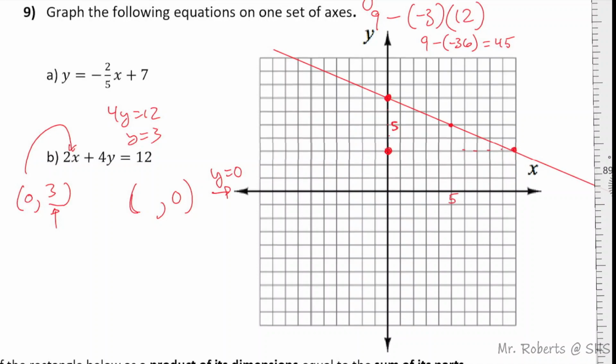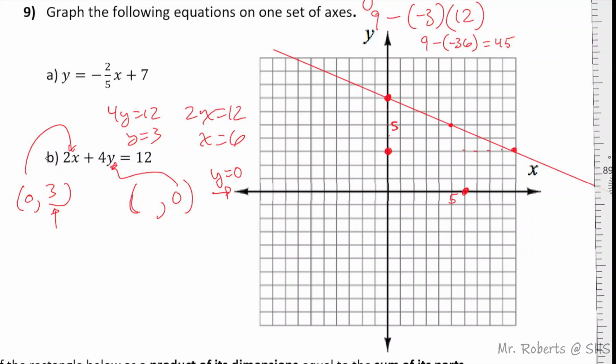And then the other thing I know is that if I throw in y is 0, this equation becomes 2x is 12, therefore x is 6. So this should be the other point. So I can draw the line through those 2 points. That's a technique, using the intercepts and knowing my y-intercepts, x is 0, my x-intercepts, y's are 0.